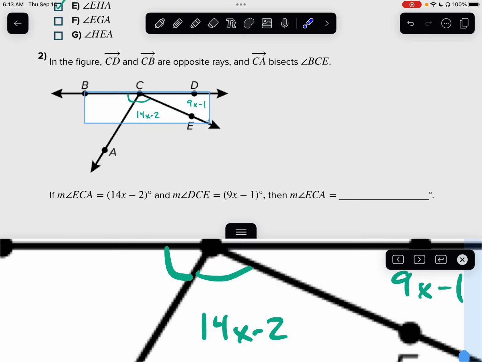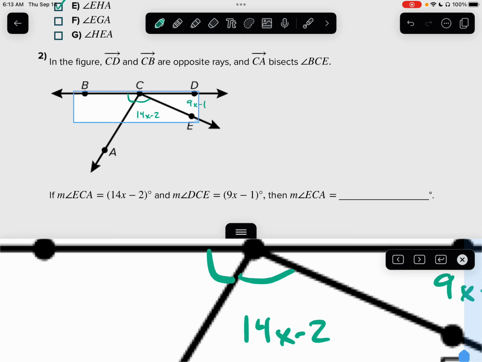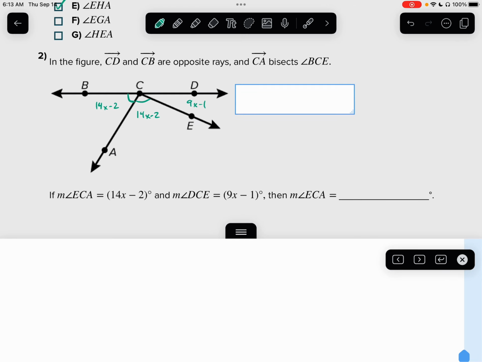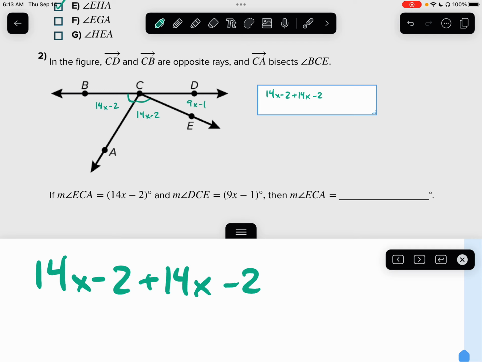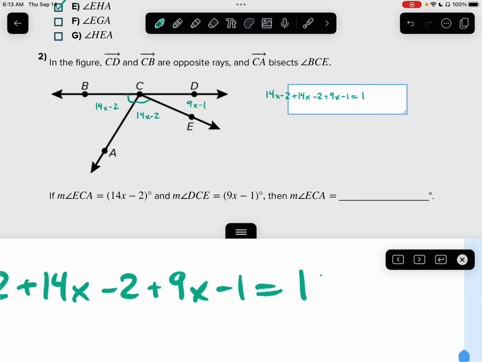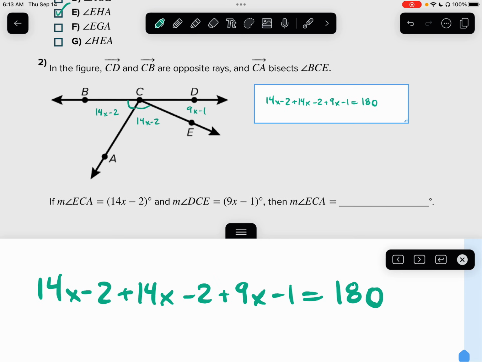But what I can do is say that if this angle in the middle is 14x minus 2, and it's congruent to this one on the side, then this one over here is also 14x minus 2. Now I have 3 things on the same straight line, and I can add all of them up to equal 180. So 14x minus 2 plus 14x minus 2 plus 9x minus 1 equals 180. Straight lines always add up to 180.